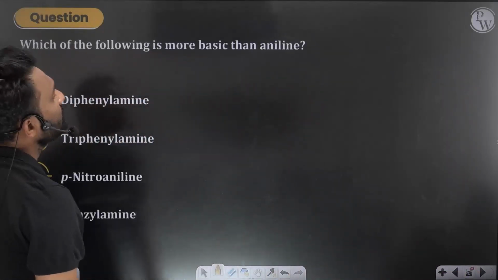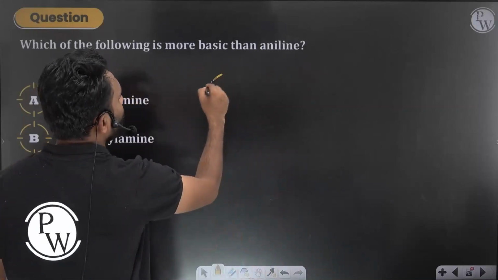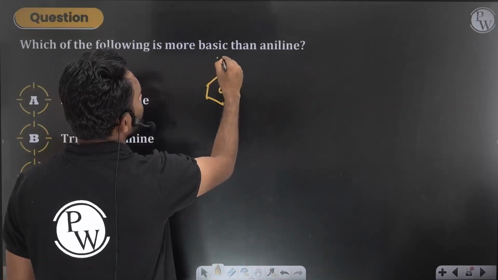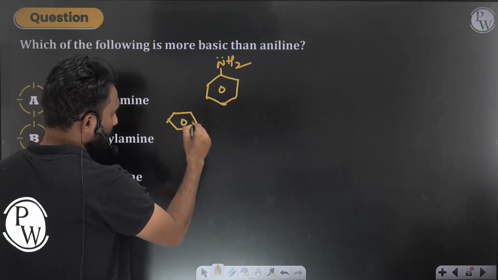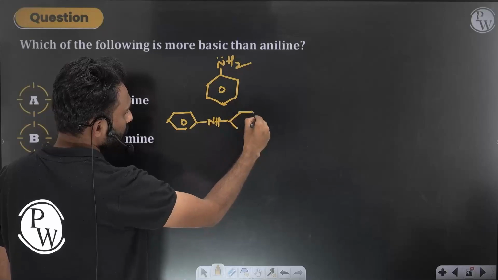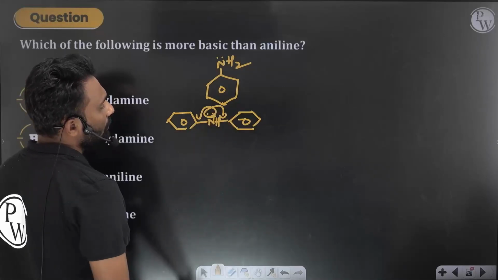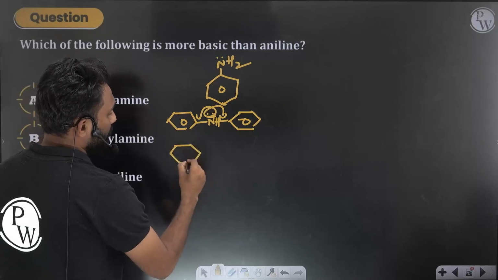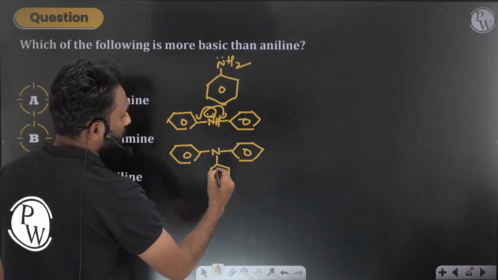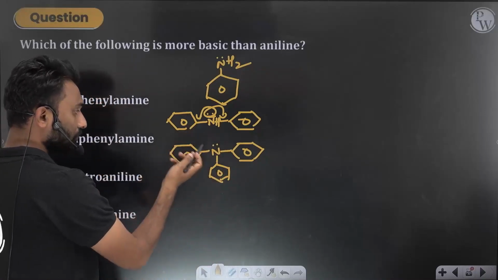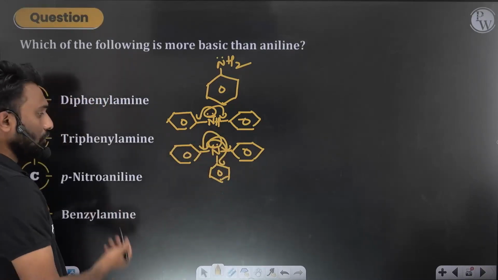Next. Which of the following is more basic than aniline? In aniline, the lone pair of electrons will participate in the delocalization. Now diphenylamine: in diphenylamine the lone pair of electrons has been delocalized into the two rings. Now triphenylamine: in triphenylamine the lone pair of electrons has been delocalized into the 3 rings. Next, p-nitroaniline.